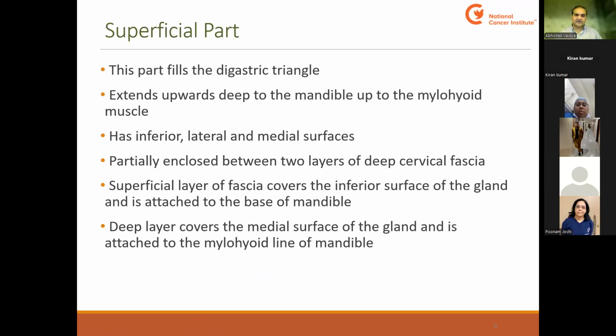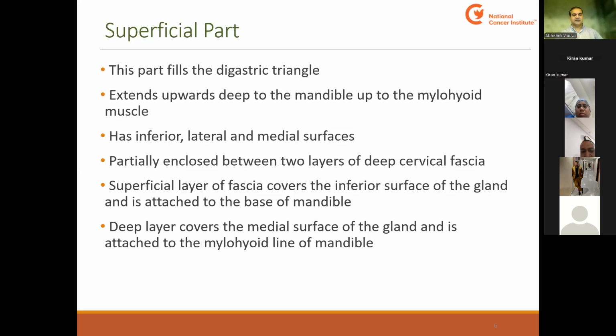The superficial part fills the digastric triangle. It extends upwards, deep to the mandible, up to the mylohyoid muscle. It has an inferior, lateral, and the medial surface. Now, this part is the part of the gland which is usually seen and palpated. It partially is enclosed between two layers of the deep cervical fascia. Now, this is an important point, and we'll come to the applied anatomy of it when we discuss in the next few slides.